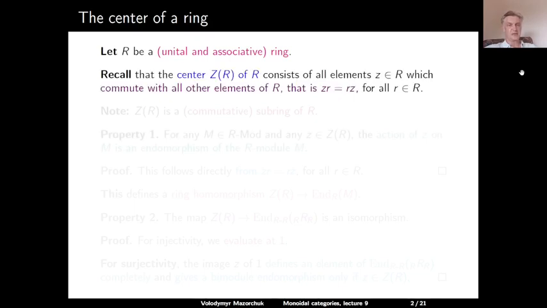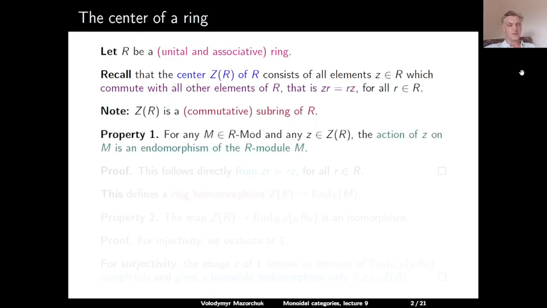Recall that the center Z of the ring R consists of all elements in R which commute with all other elements in R. So an element z in R belongs to the center if and only if zr is equal to rz for all r in R. Note that Z(R) is a commutative and unital subring of R, because the identity obviously belongs to the center.